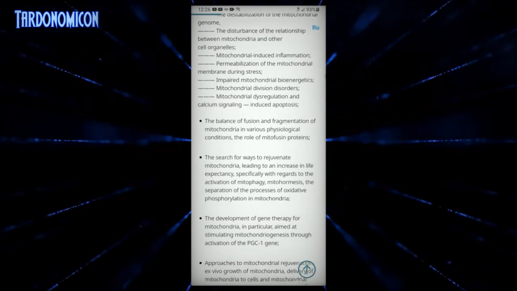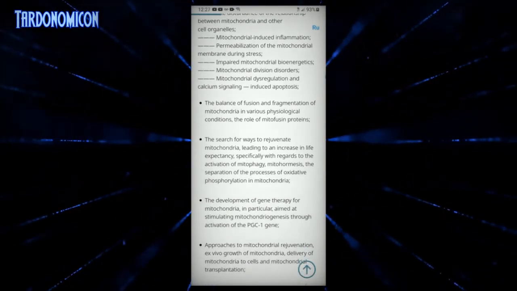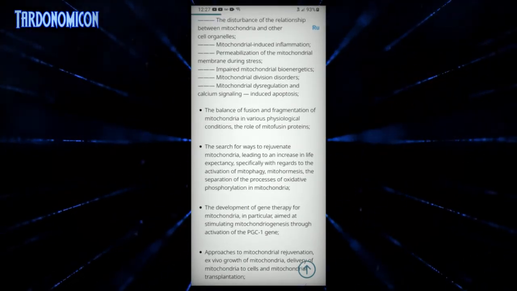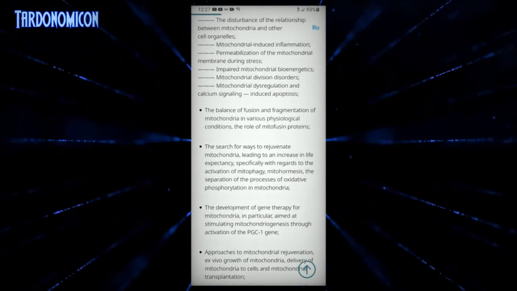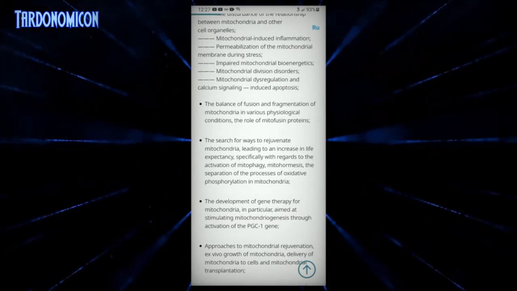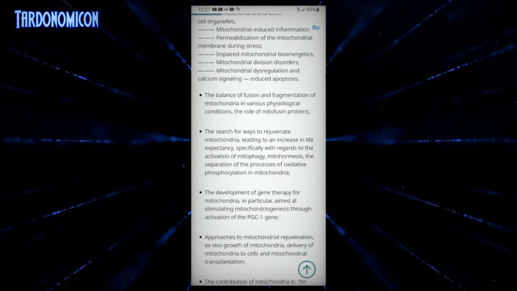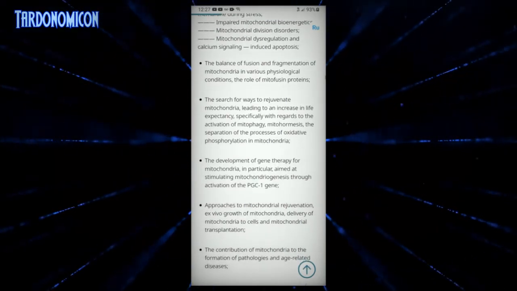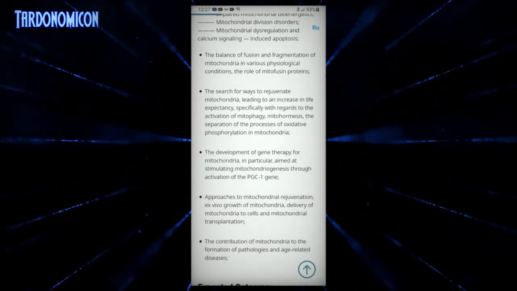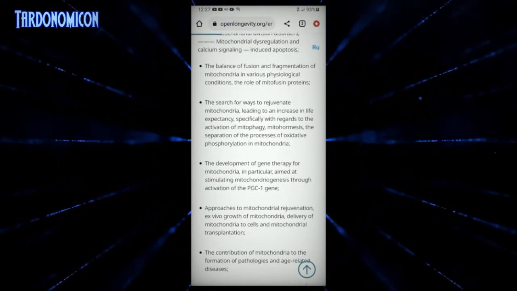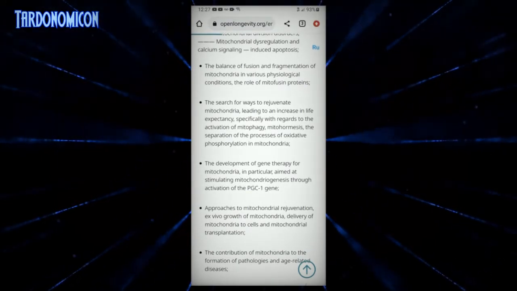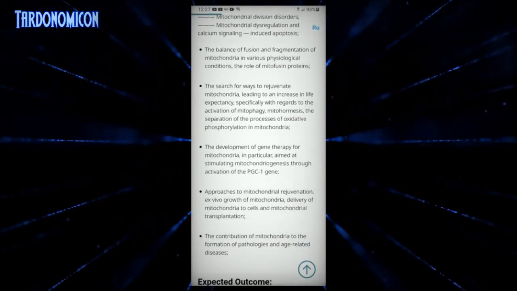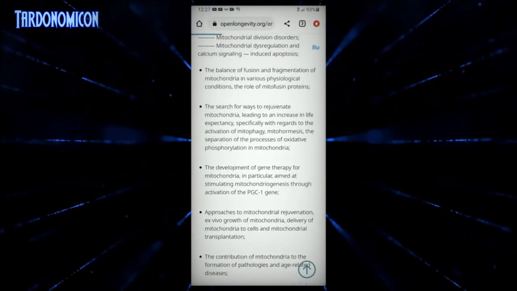permeabilization of mitochondrial membrane during stress, impaired mitochondrial bioenergetics, mitochondrial division disorders, mitochondrial dysregulation and calcium signaling, induced apoptosis, the balance of fusion and fragmentation of mitochondria, and various... See, mitochondria are interesting. They're literally a bacteria that merged and lives in symbiosis with the human cell. It's very interesting, but they're the powerhouse of the cell.